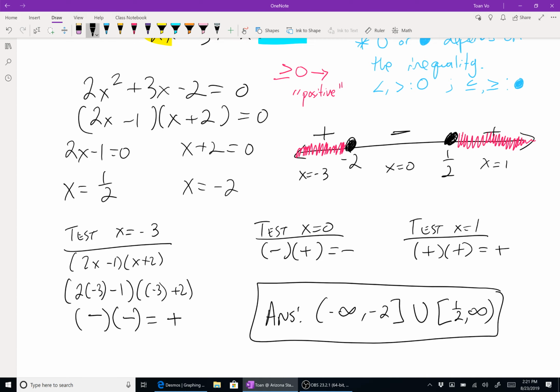If you're still sketchy on interval notation, talk to me. I can come up with a whole bunch of examples for you to practice. Okie dokie? That's basically the gist of it.